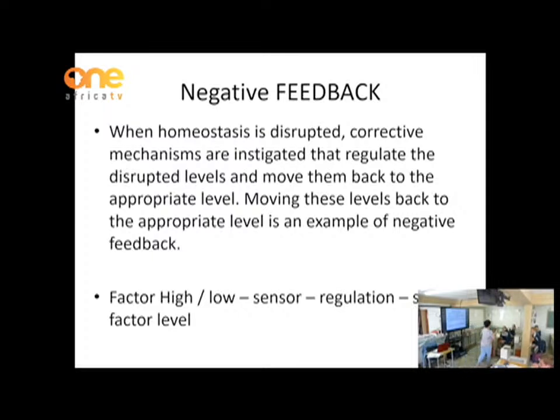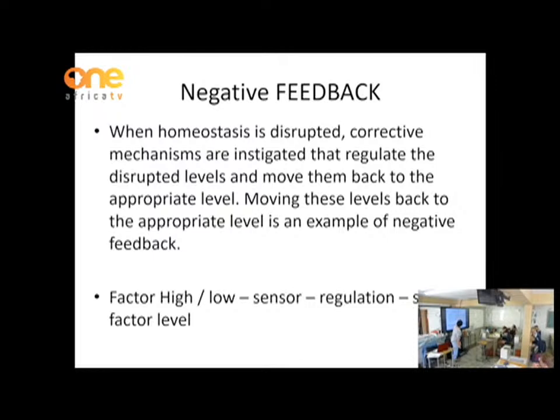How will your body now know when to stop with this corrective mechanism? The sensor will measure all the time. You see? And that is what we call negative feedback. There is a corrective measurement to regulate the disruptive levels.